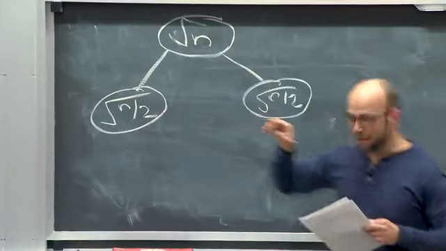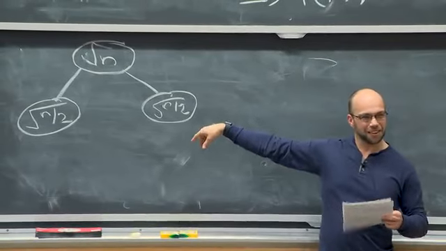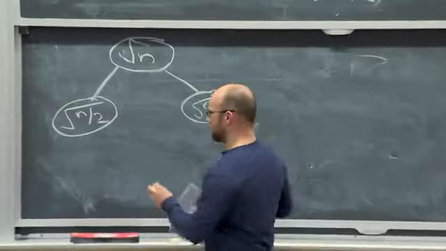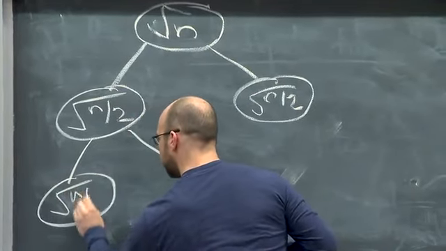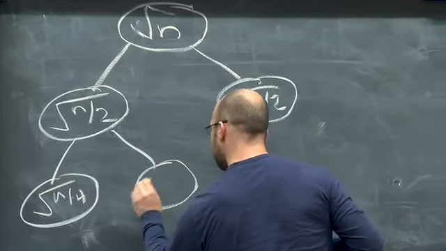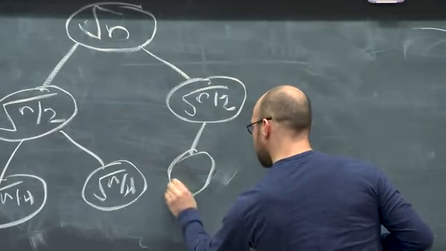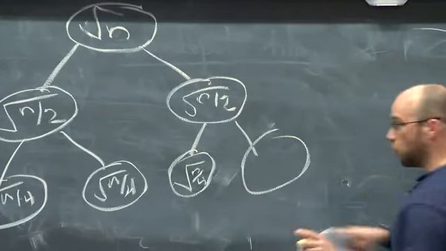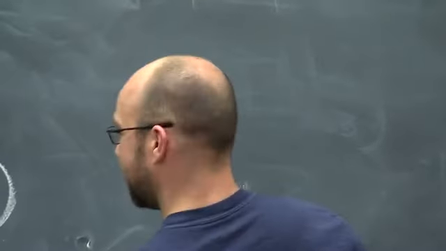OK, so now each of these guys calls one of their children. Yeah, and so again, the data divides by 2. Right? So now I have the square root of n over 4 like this. Yeah? If you're wondering, inside of each of these circles, it says square root of n over 4. OK.